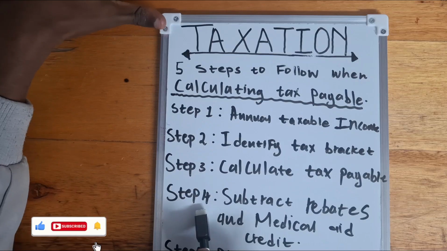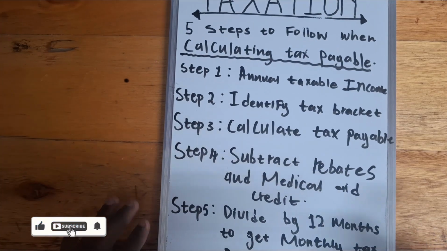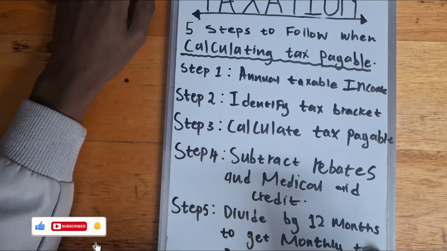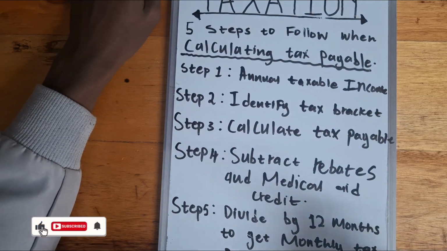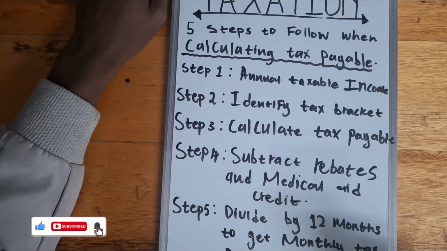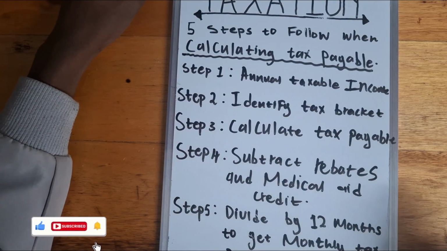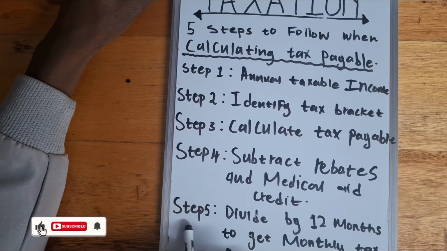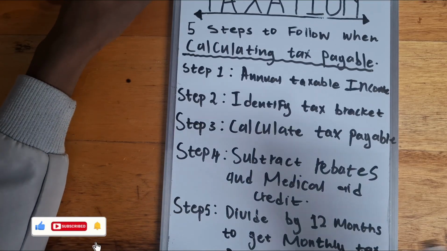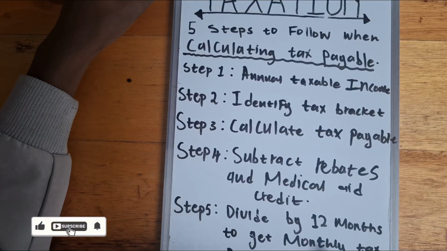And then in step 4, you must subtract the rebates, the tax rebates, and the medical aid credits from the tax payable. So if it happens that they want your tax payable in months, you'll then go into step 5 and divide that tax payable by 12 months in order to get the monthly tax payable.